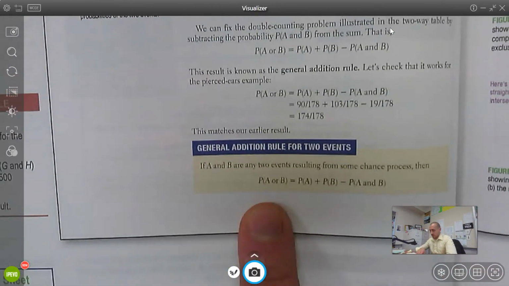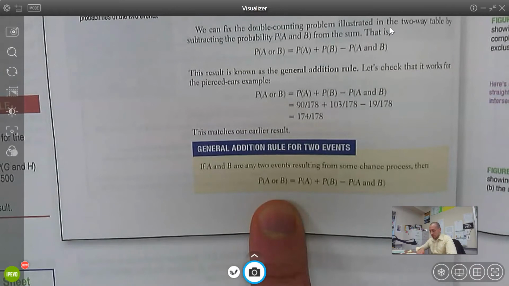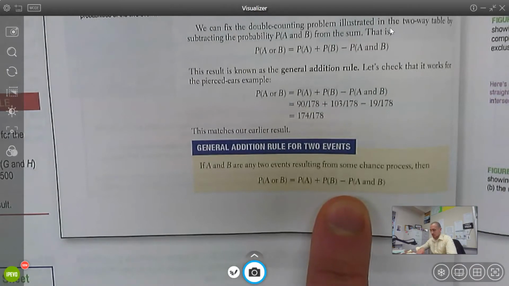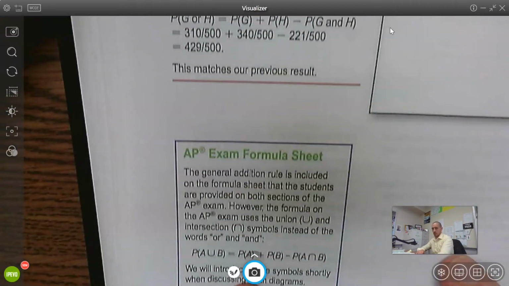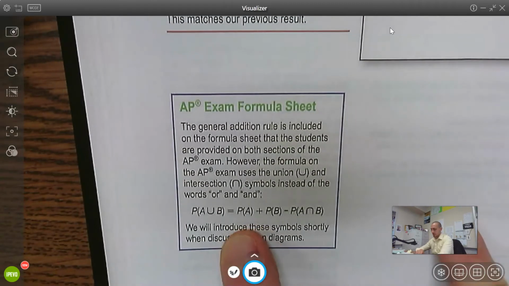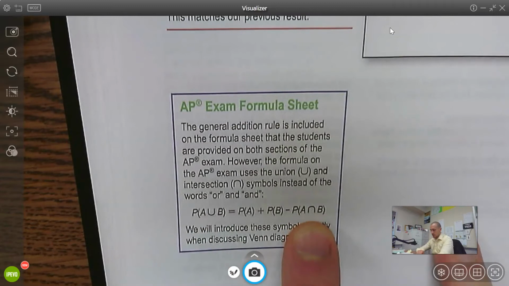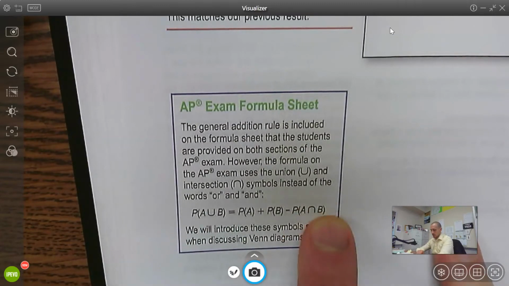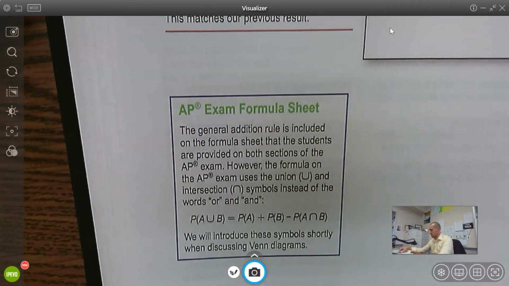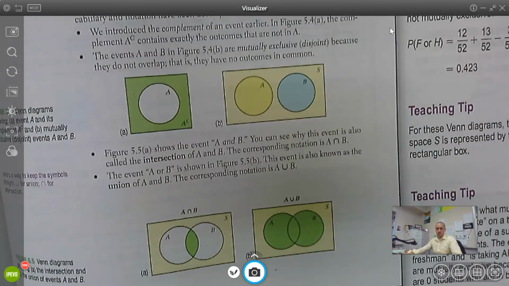Okay, general addition rule. Hey, I was just talking about that. Perfect. If you want the probability of A or B, that's what it's going to look like. Now, on your formula sheet, it looks like this. They use these fancy symbols. Remember, the U is union. That means or. And the thing that looks like an A is the intersection. That means and.